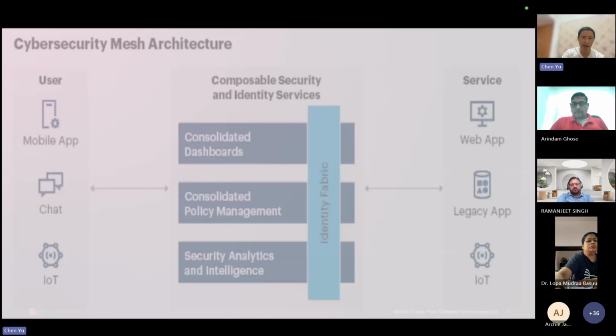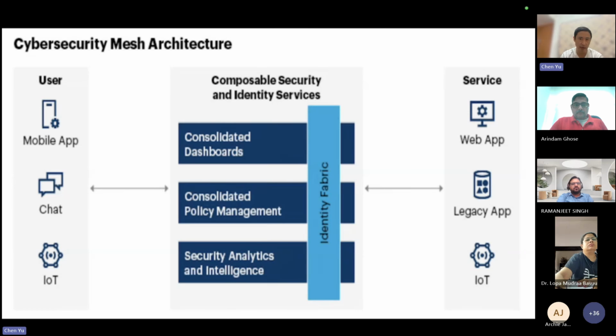If we look into this architecture, there are four very important components. The first one is the consolidated dashboard. Second is consolidated policy management. Third is consolidated security analysis and intelligence, and there is an identity fabric across the other three components. So these are the four components of the CSMA.